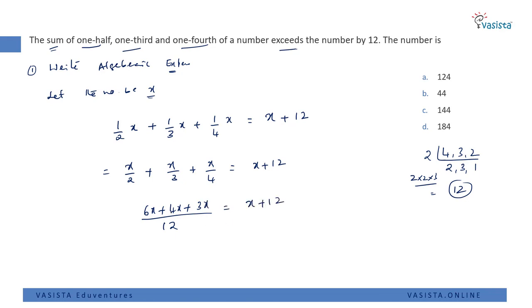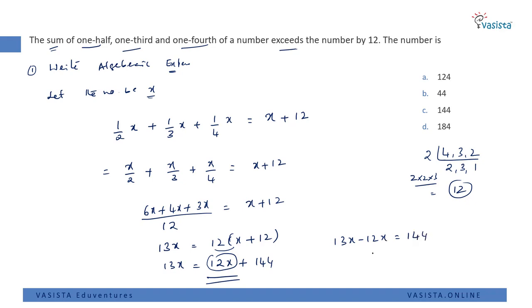Now add it here. 6 plus 4, 10. 10 plus 3 is 13. Right, 13x is equal to x plus 12. I'll transfer that side. This will become 12 into x plus 12. Right, now 13x is equal to 12x plus 12 12s are 144. Now transfer to the left hand side, that is going to be 13x minus 12x is equal to 144. 13x minus 12x is x, so x is equal to 144.